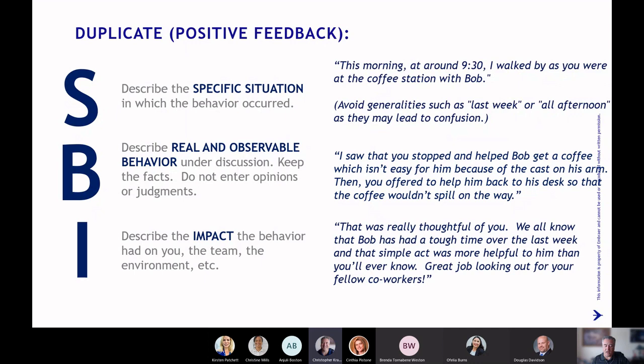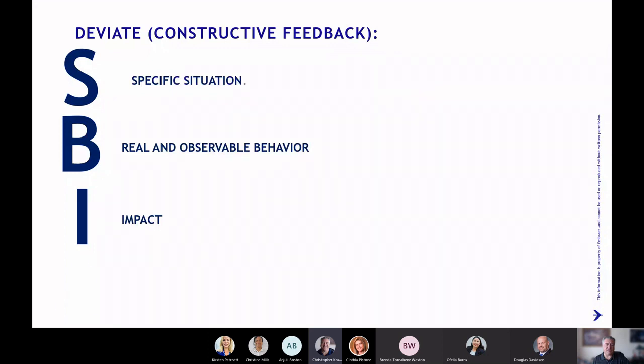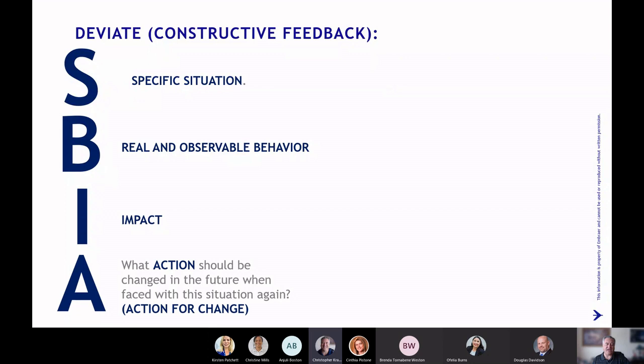And so that's the duplicate. That's for positive feedback. What if we're giving constructive feedback? Well, it's still SBI, but we're going to add a letter. So S, you've got the specific situation, B is behavior, I is impact, and then you've got A, which is the action for change. What change do you want to see them take action on in the future if they were to hit the situation again?